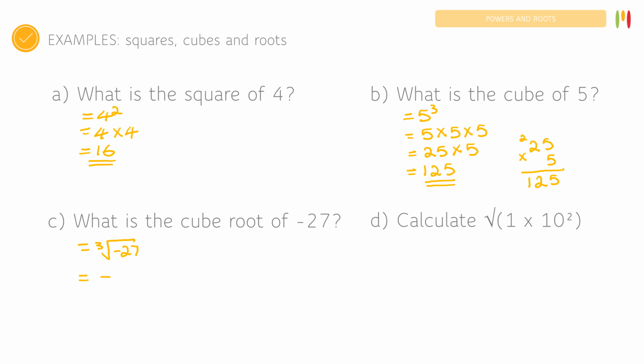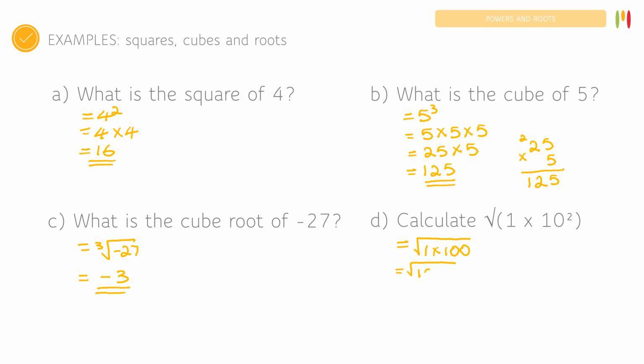We also know that the cube root of 27 is 3, as 3 times 3 times 3 is 27. Therefore, the cube root of minus 27 is minus 3. We can check this by calculating minus 3 times minus 3 times minus 3, which would give us minus 27. Now for part D. Calculate the square root of 1 times 10 squared. So according to BODMAS, we need to simplify what is in the brackets first. So let's write 1 times 10 squared as 1 times 100, which can be written as 100.